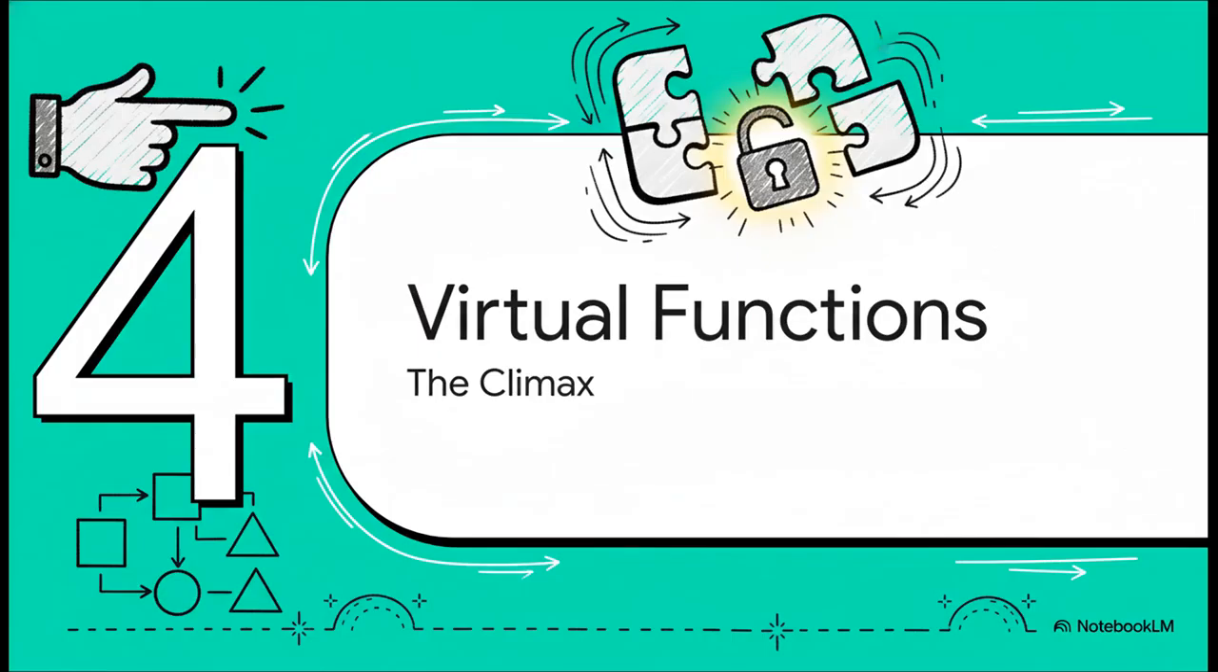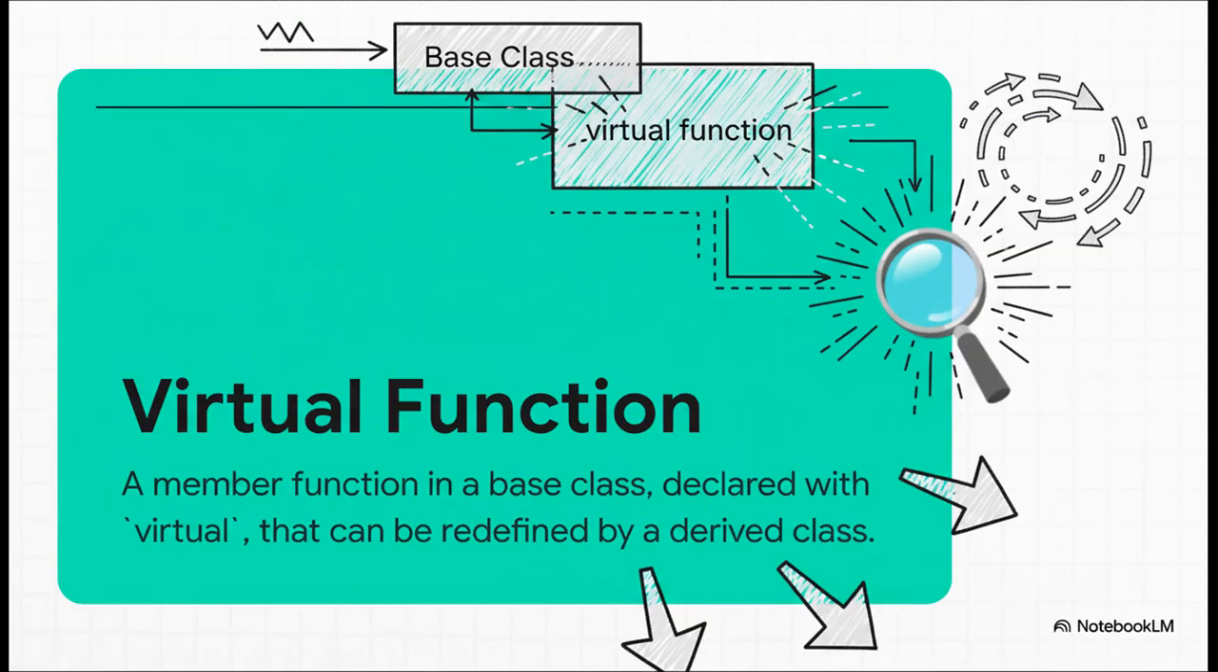Now, that default behavior isn't always what we want. We want the program to be smart enough to call the function that belongs to the actual object. So how do we do that? Well, this is the moment we unlock true runtime polymorphism. The solution comes down to a single, incredibly powerful keyword, virtual.